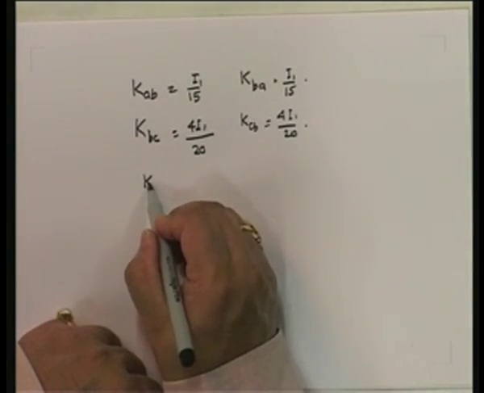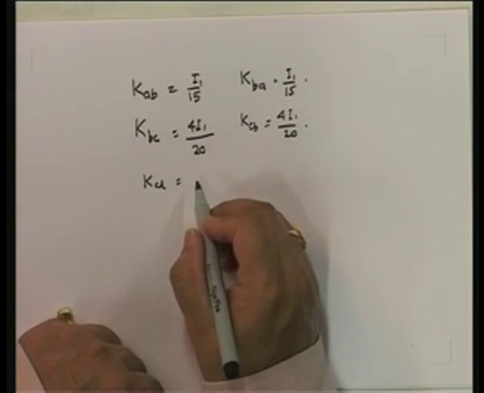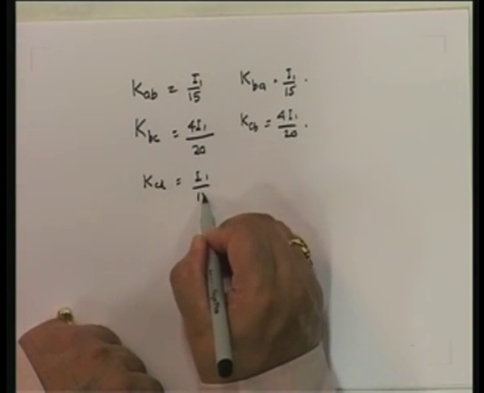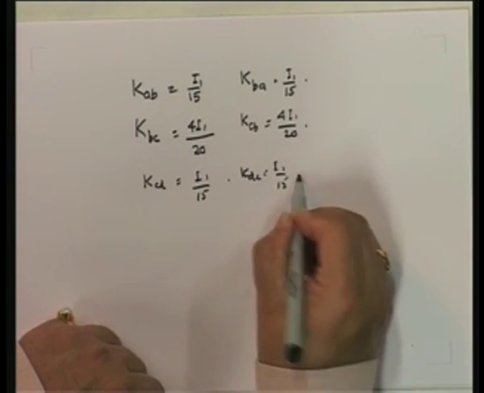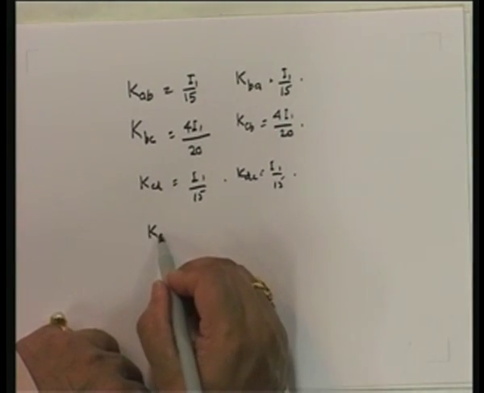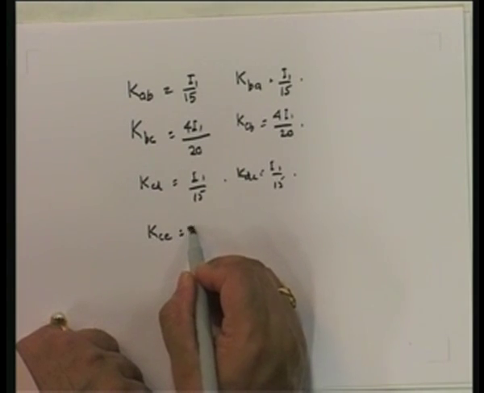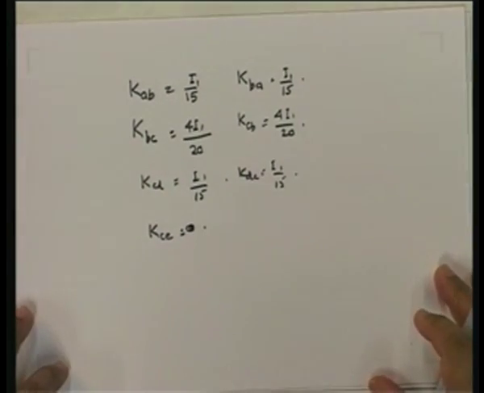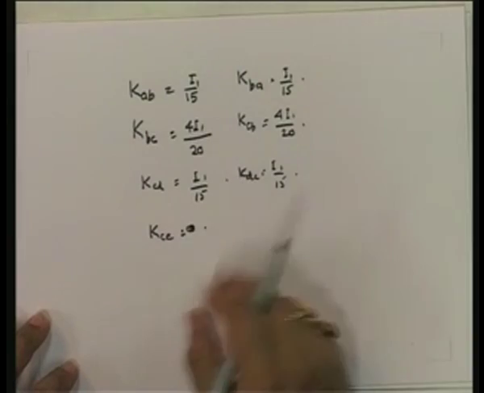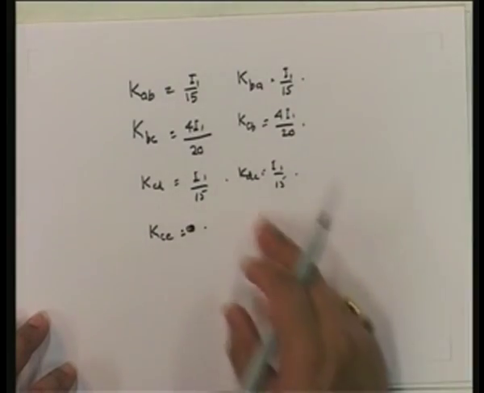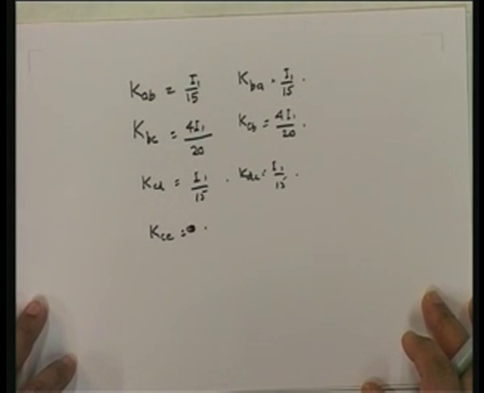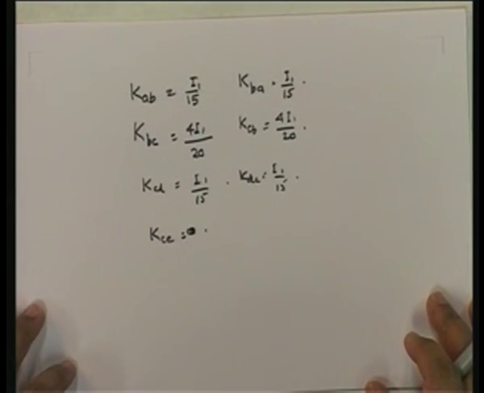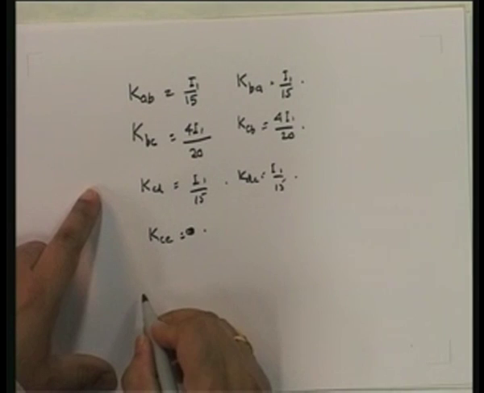KCD is I1 upon 15. KDC is I1 upon 15. And note that KCE is equal to 0 because it's a cantilever. Okay. So therefore, this is included in the computation at C. Okay. So there are two distributions that we have to do, that is distribution at B and distribution at C.